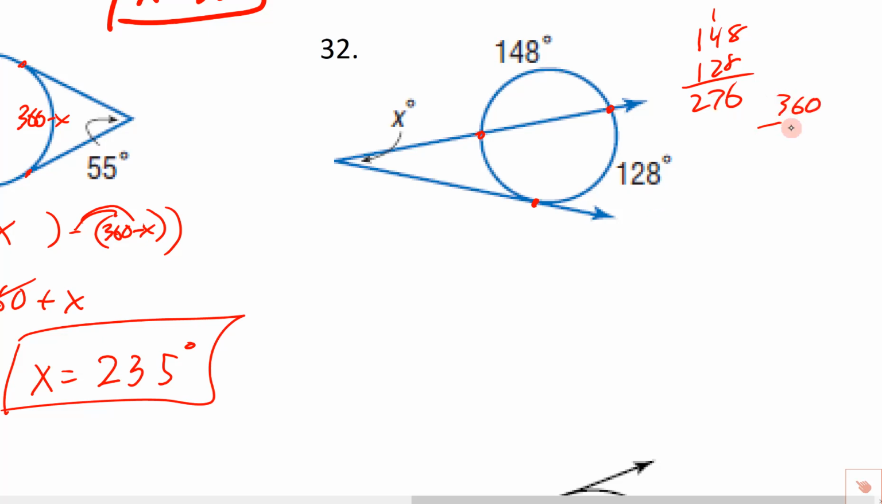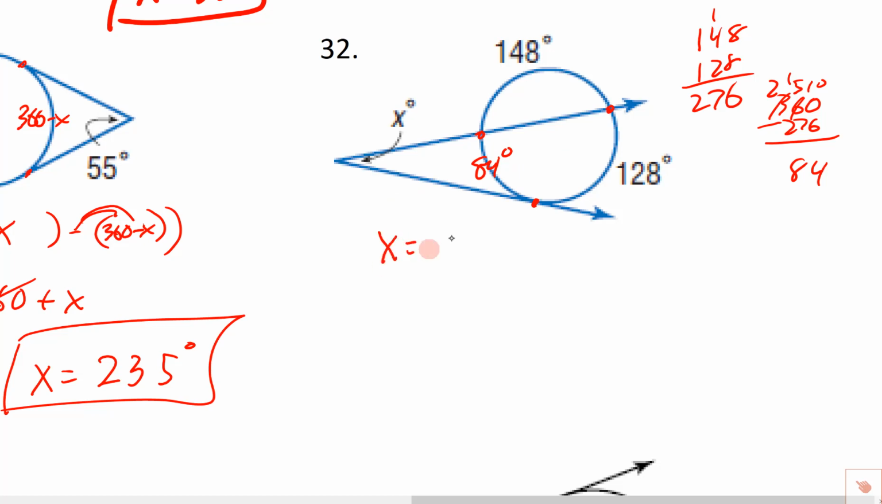So let's take 360 and subtract 276. And let's see, so that's going to be a 5 and a 10, so that's going to be a 4. Got to borrow again, so that's going to be 15. So we get 84. Sounds pretty good to me. Yep, because that would take 24 to get us. Yep, perfect. So this is going to be 84. So the tough part on this one is figuring out what that arc is.